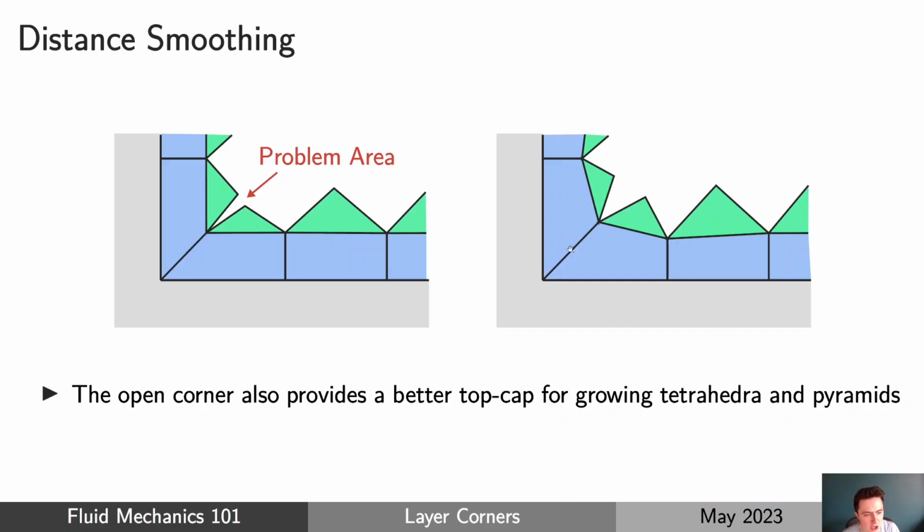So you can see that this kind of shape is generally really, really good for the top cap of our cells because we've reduced the skewness of these corner angles here, and we've got more room to play with for our tetrahedra and our pyramids that we grow from the top.